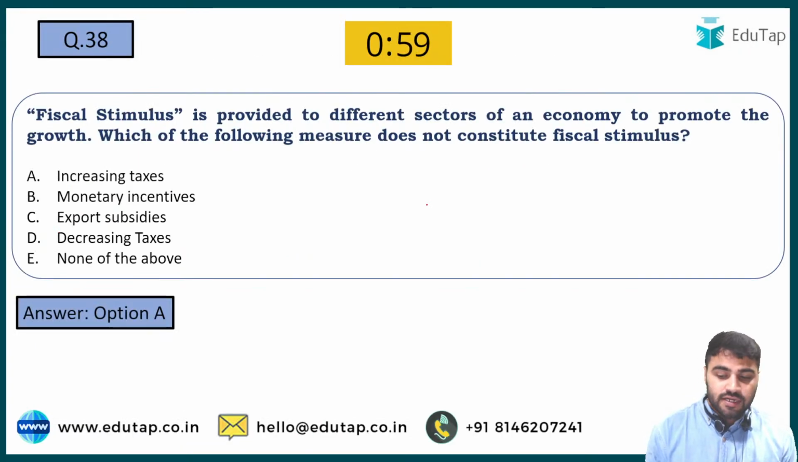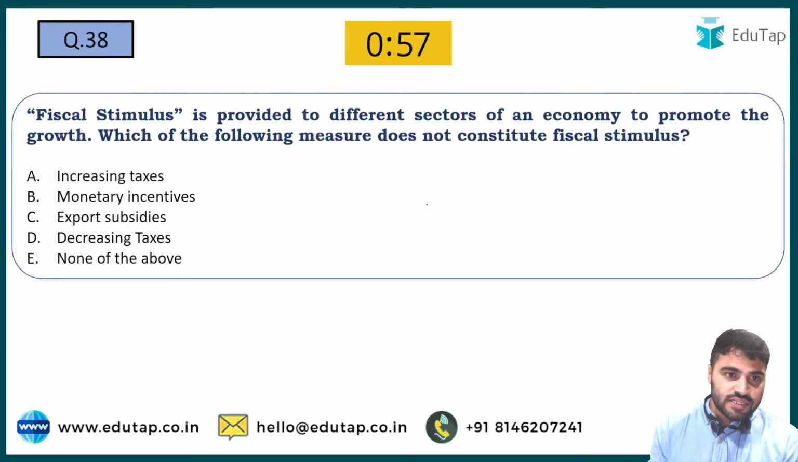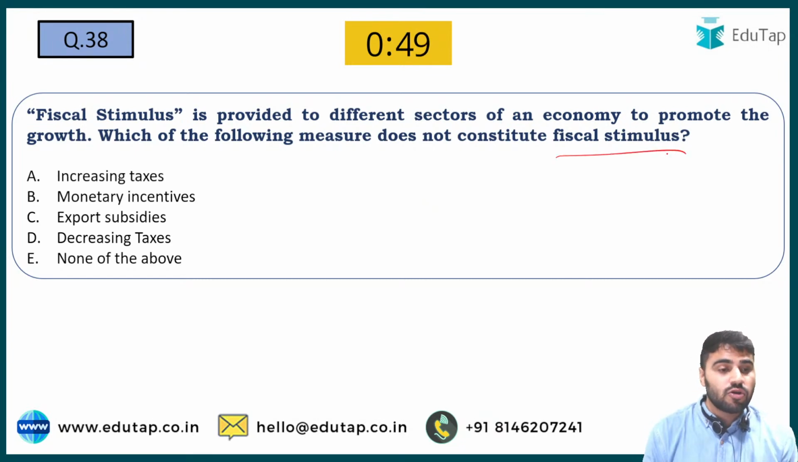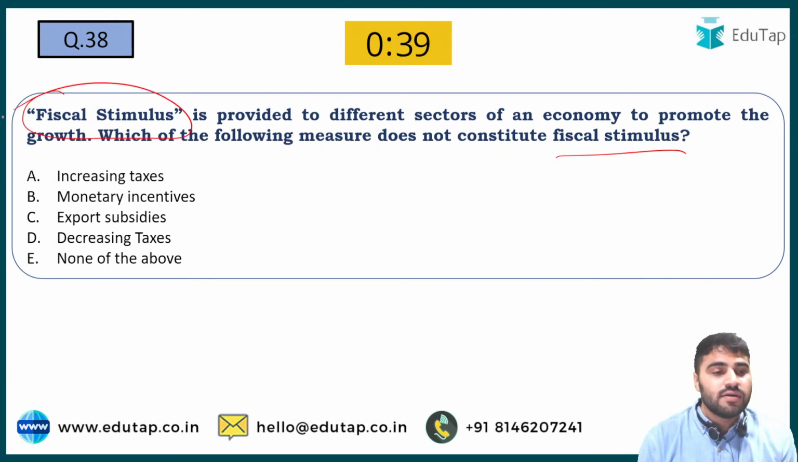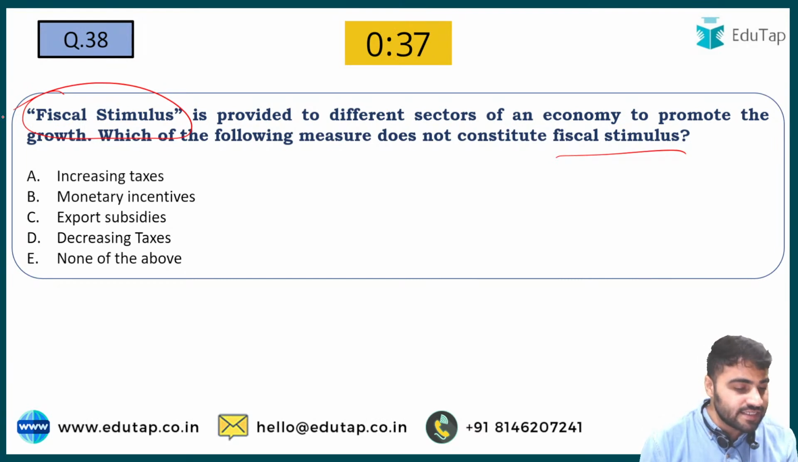Now guys, question number 38. Fiscal stimulus is provided to different sectors of an economy to provide growth. Which of the following measures does not constitute fiscal stimulus? Your options are increasing taxes, monetary incentives, export subsidies, decreasing taxes, or none of the above. Here the key term is fiscal stimulus. If you have an idea about fiscal stimulus, then you can easily answer this question.